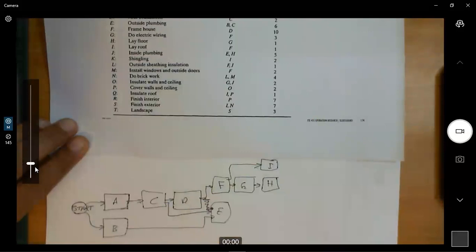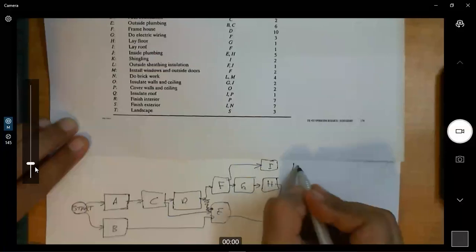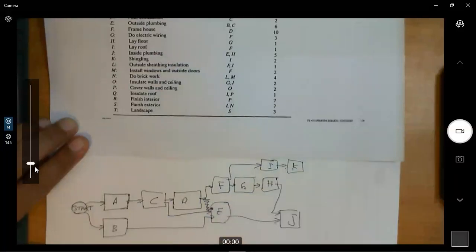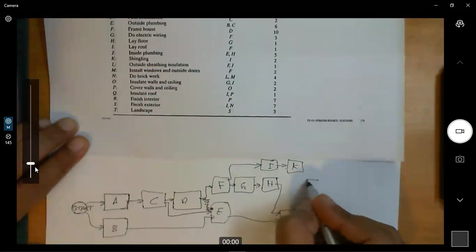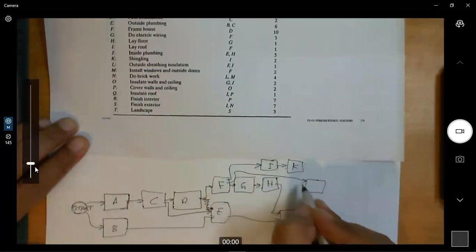Then inside plumbing, that's J. The predecessors for J are H and E. H and E: E is outside plumbing, and H is laying floor. Makes sense. Okay, K, shingling, the predecessor is I, which is laying the roof. That makes sense also. So K is after I. Okay, outside sheathing and insulation, that's L. The predecessors are F and J. So there is F and there is J.